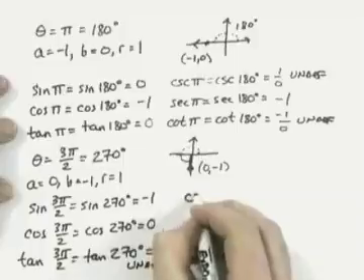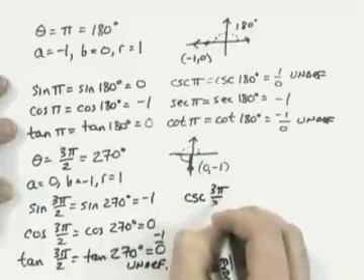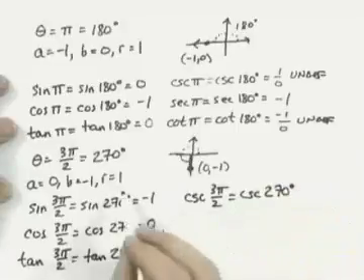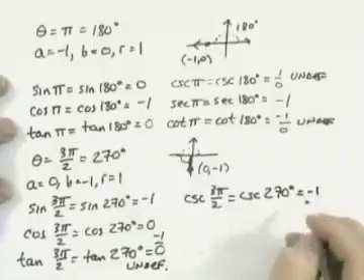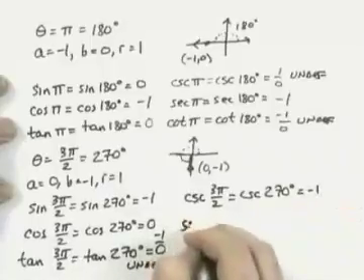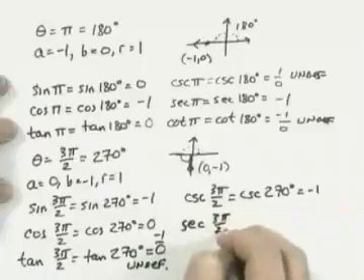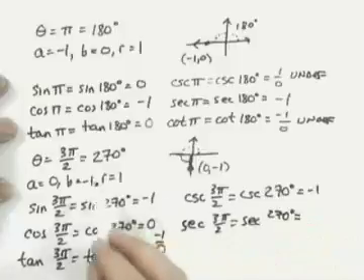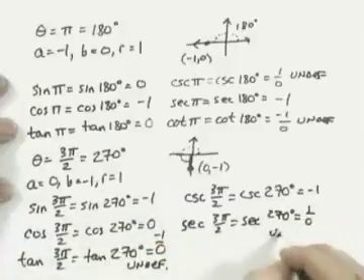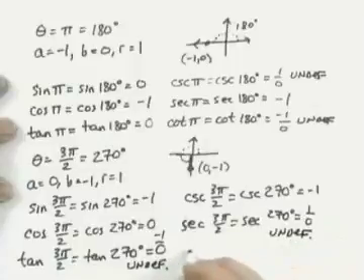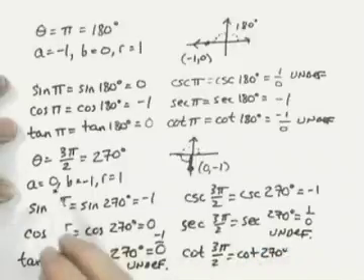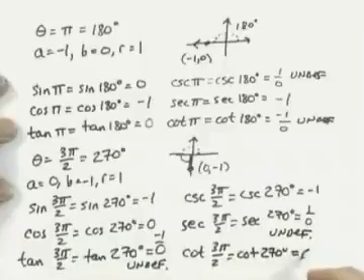Now the reciprocals. Cosecant of 3 pi over 2 is the cosecant of 270 degrees. That's going to be R over B, negative 1. Secant of 3 pi over 2 is the secant of 270 degrees. That's going to be R over A, 1 over 0, undefined. And then we have cotangent of 3 pi over 2 equals the cotangent of 270 degrees. Cotangent is A over B. 0 over negative 1 is 0.